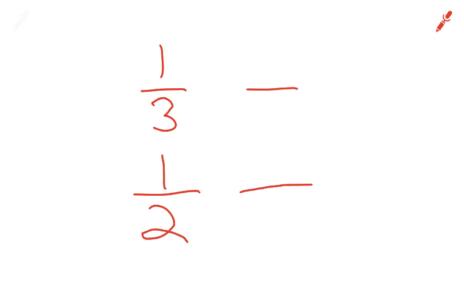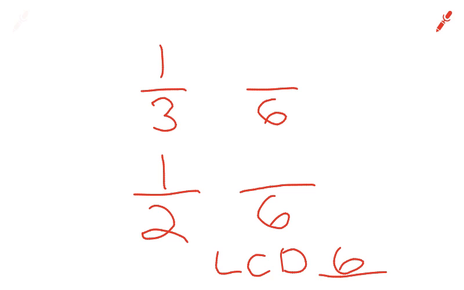Okay, next one. We have 1/3, and then we have 1/2. And we're trying to figure out what our lowest common denominator is. What is the lowest number that 3 and 2 both go into? 6. So we're going to have a 6 as our denominators, and down below where it says LCD, go ahead and write 6 there in that blank.